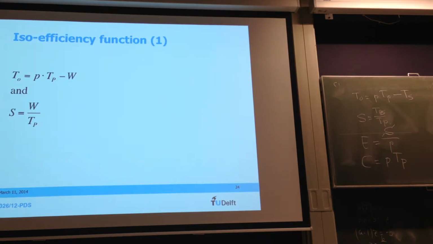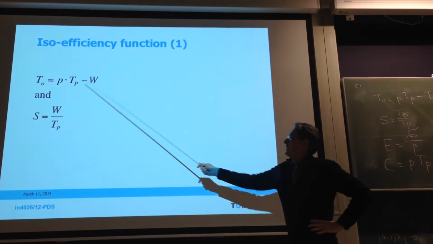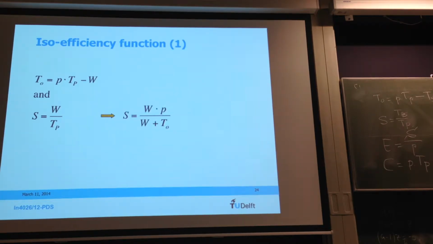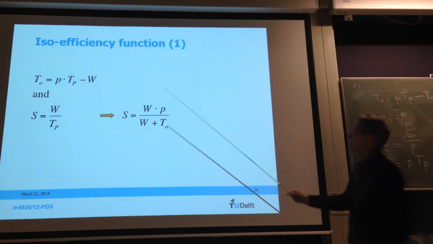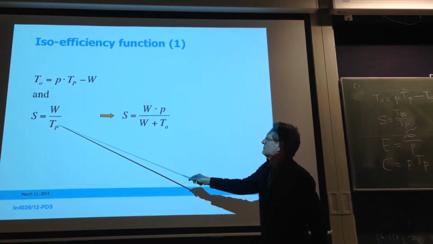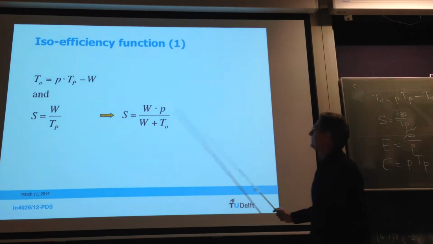Some generalities about the isoefficiency function. We have these two formulas, replacing Ts by W here in the efficiency and in the speedup. If we substitute this one in this one, we solve Tp out of this equation and substitute it here, we get this equation.